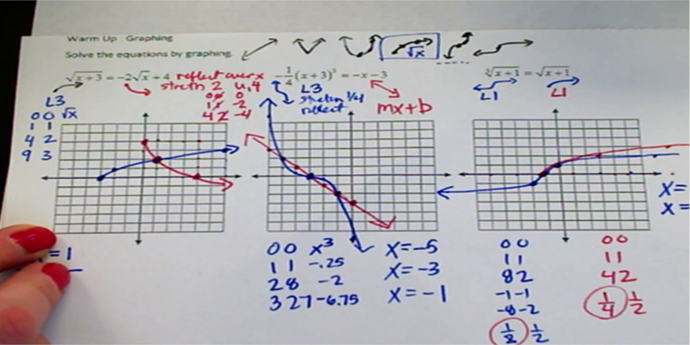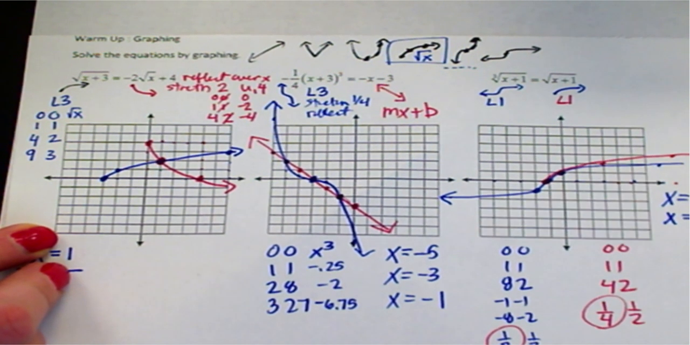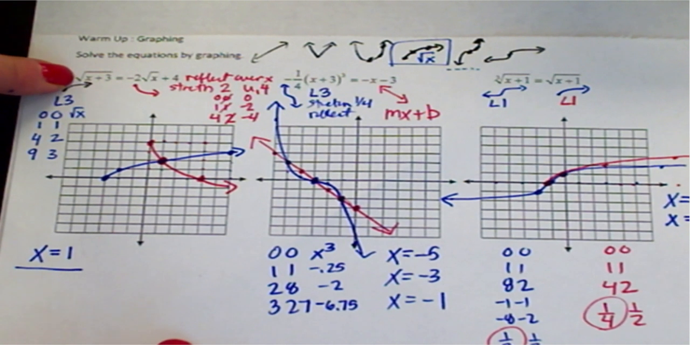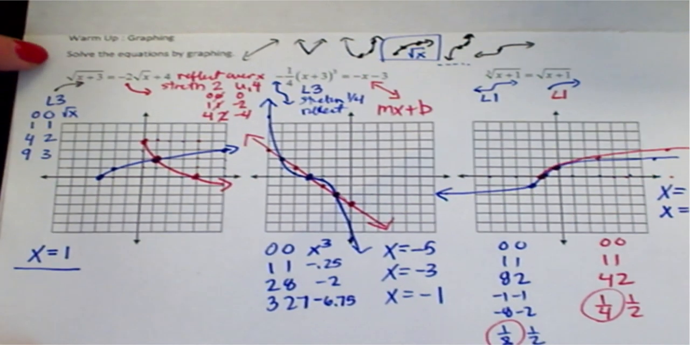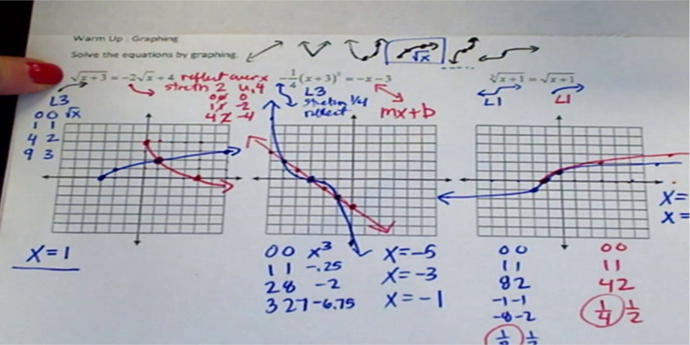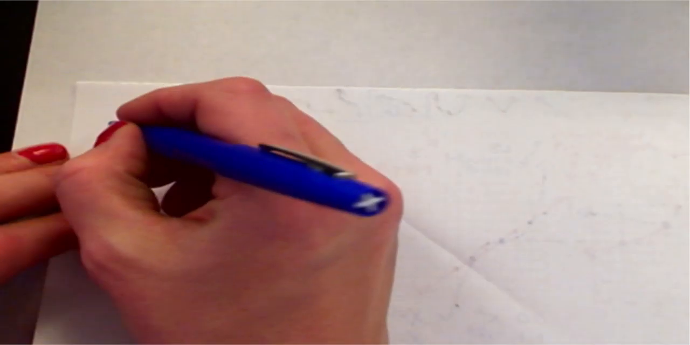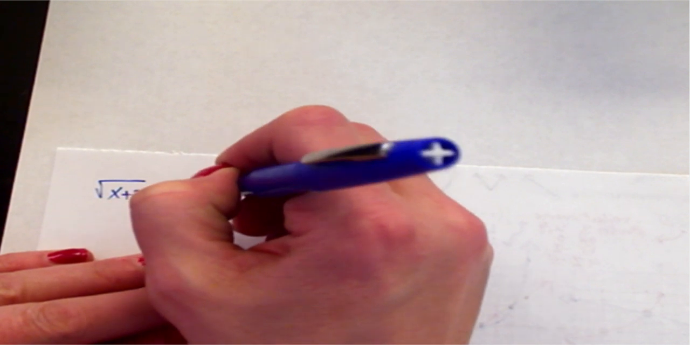We're gonna go ahead and do, we've got 25 minutes. Go ahead and copy question 1 onto the back of this paper. We're going to do it algebraically. I mean, we can see the answer is x equals 1. Well, we're going to do number 1 algebraically. So go ahead and copy that onto the back. Root x plus 3 equals negative 2 root x plus 4.